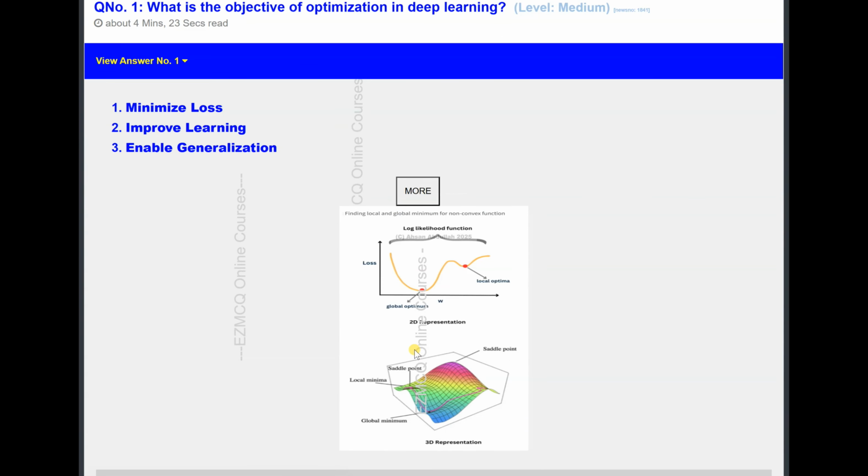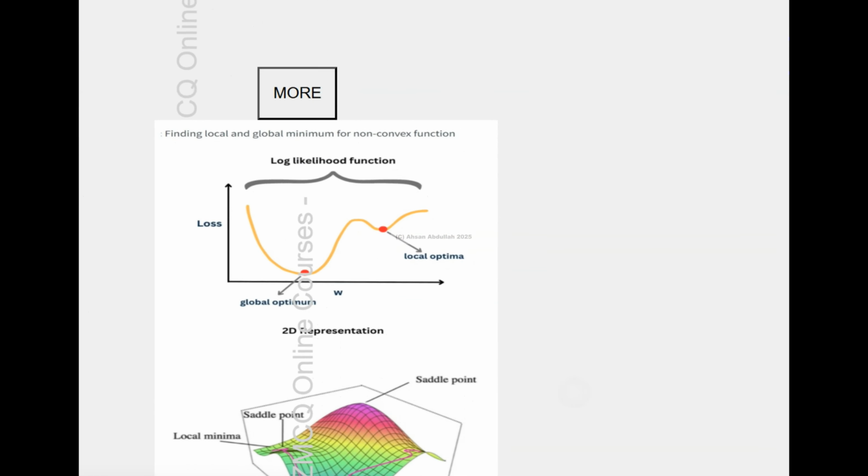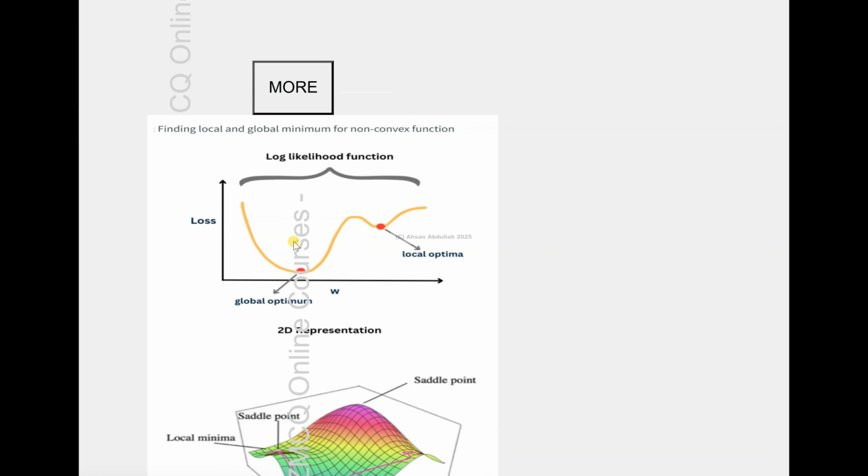So if we look in more detail at this diagram, we have the loss and we have the weight. And this is the search space, a 2D representation. So this is the global optimum, where the loss is minimum, and this is the local optimum, where the loss is of course less as compared to this peak and this peak, but that is not the global optimum. And this is the log of the likelihood function, right? So our objective is to reach this point.